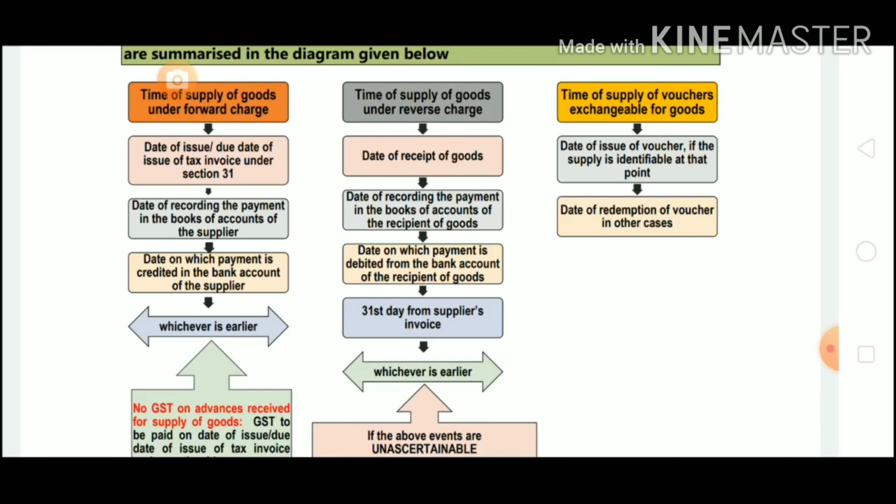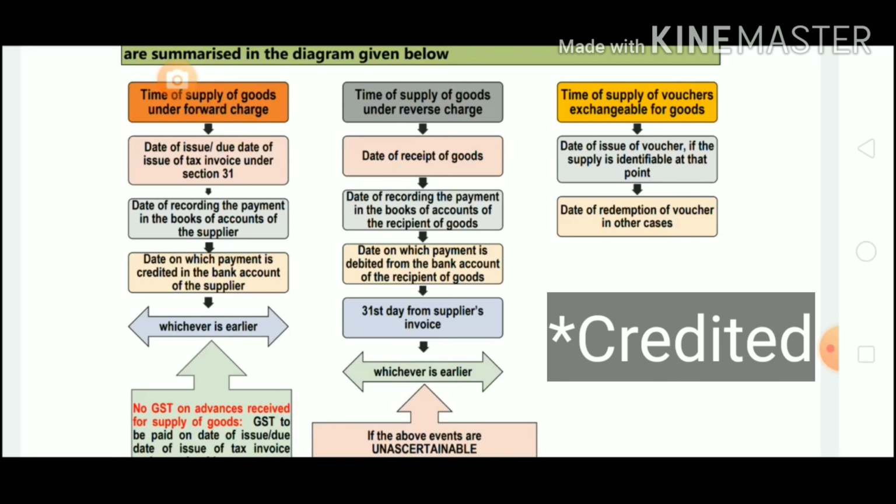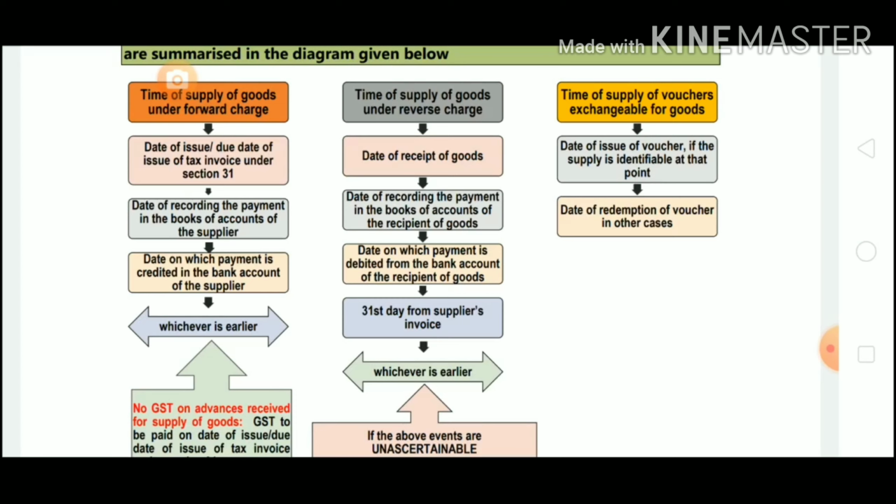In forward charge, we were thinking from the supplier's point of view: when the supplier records in the books, when the supplier's bank account is credited. In case of reverse charge, we'll take these four dates: date of receipt of goods, date when the recipient records in his books, date on which the bank account of the recipient is debited, and the 31st day from the supplier's invoice, whichever is earlier. Under forward charge, three dates were there. Under reverse charge, four dates are there. Now time of supply of voucher exchangeable for goods.